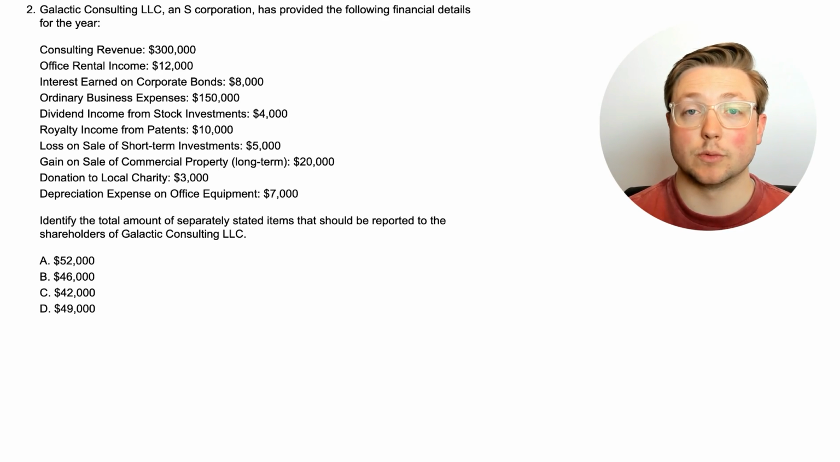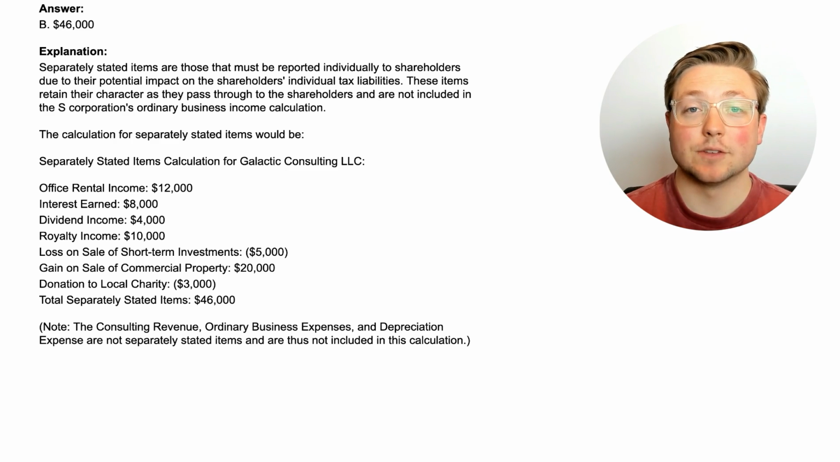Remember, in the previous question, we talked about the things that are just kind of normal business expenses and business income, and those were the ordinary income. So what of these do you think would be a separately stated item? Once you're done with that, come back and we will look at the answer together. Okay, and the answer is $46,000.